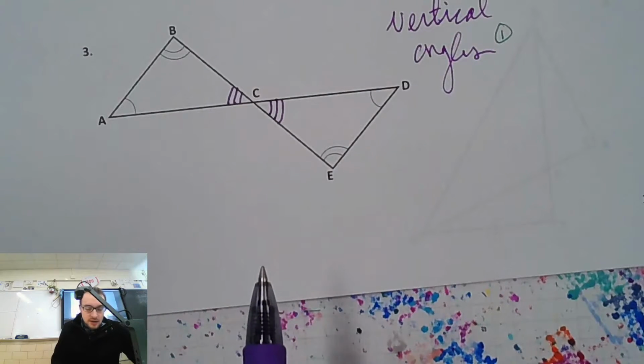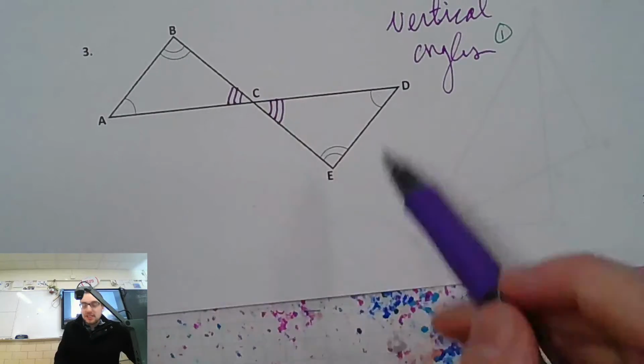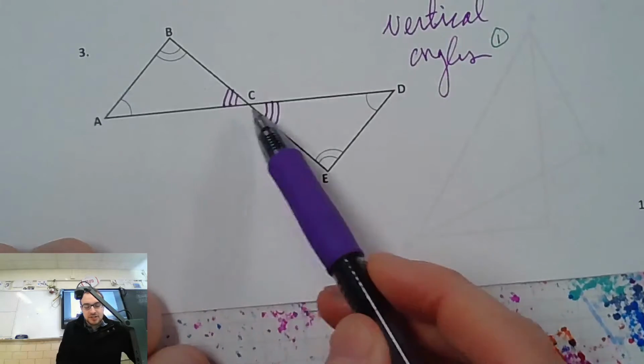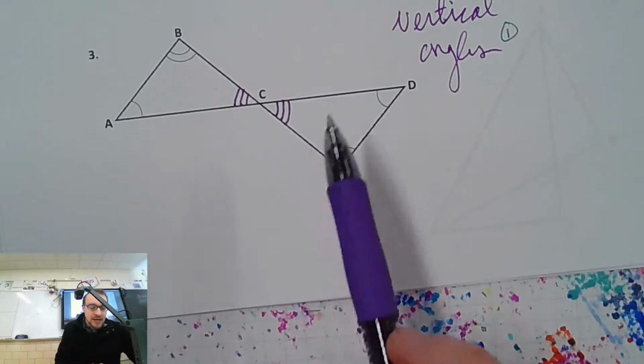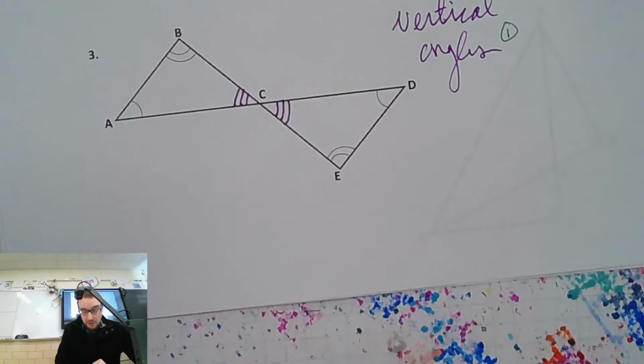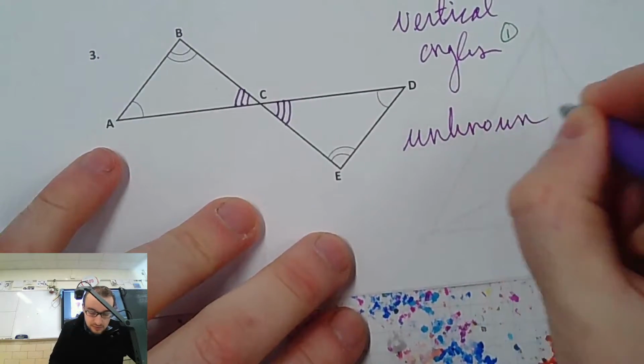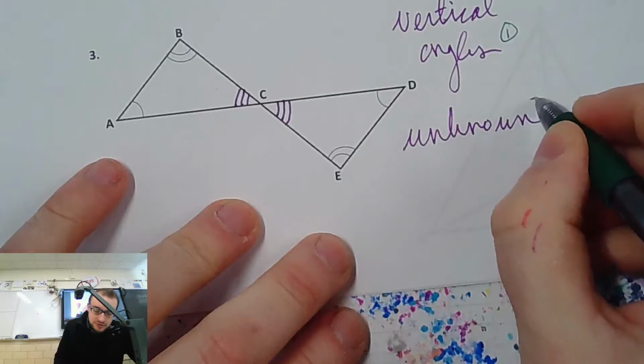Yep. So, no other way to get information about this. We can't prove that BC and CE are the same. Same thing with AC and CD. We can't prove that. Angle, angle, angle is all we have, which we know is not one of our theorems. So this is another unknown. And that'll be worth 2 points.